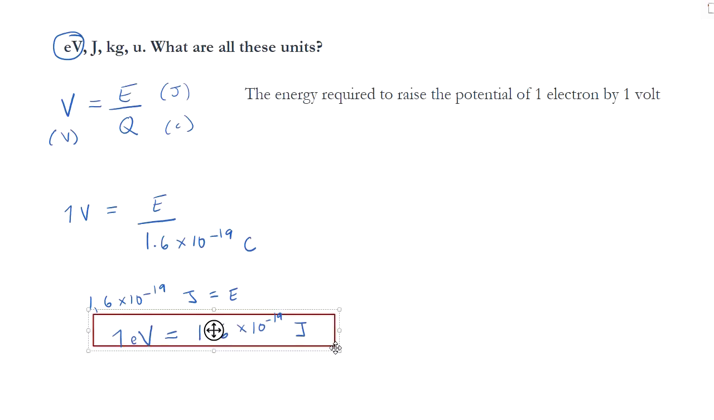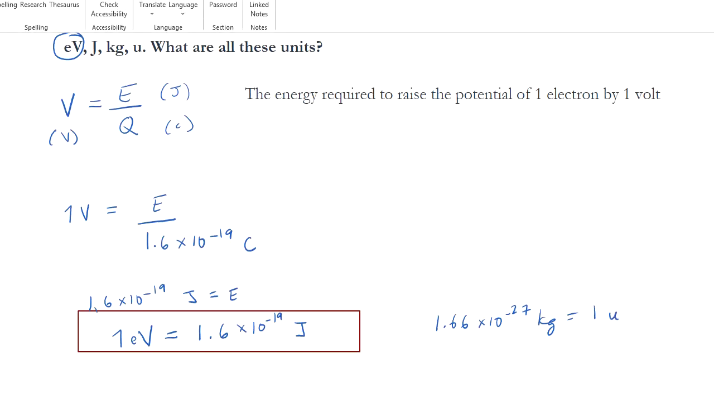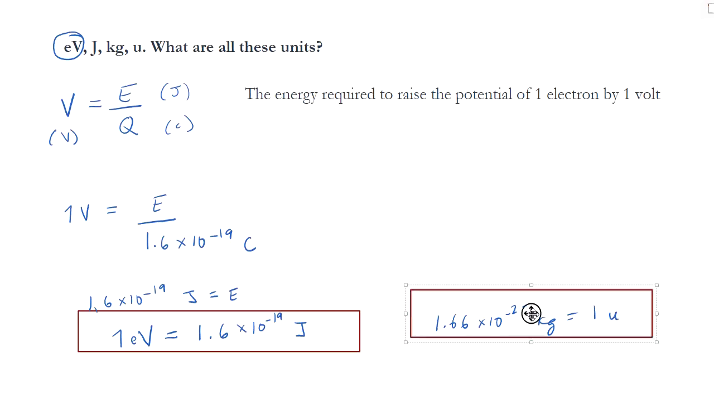So now we have a conversion between electron volts and joules. We know the conversion between kilograms and atomic mass units. 1 U, sometimes I write AMU, same idea. Seen sometimes also Daltons being used on the web. It's kind of interesting. So using these two, we can now safely convert between all of these.